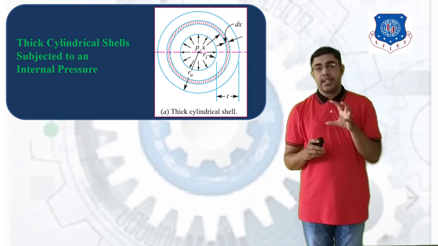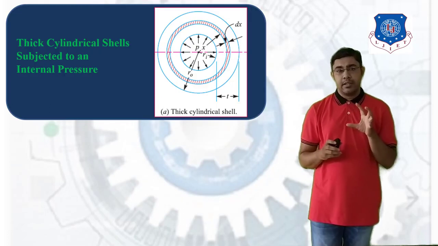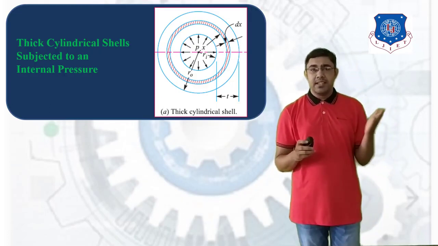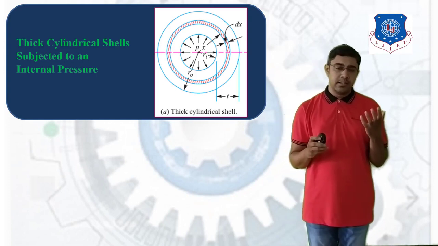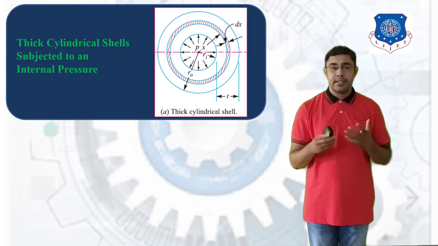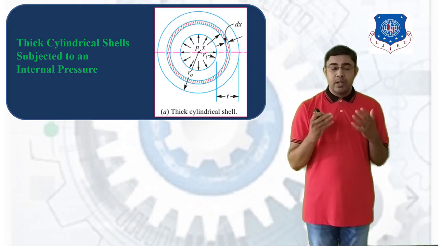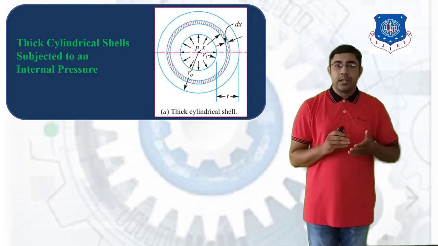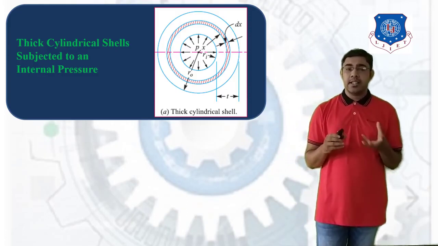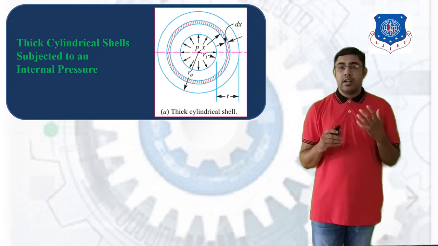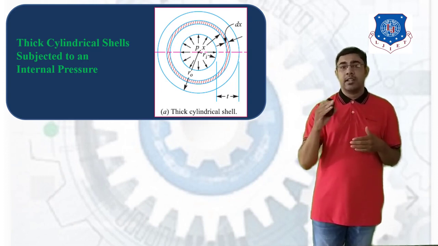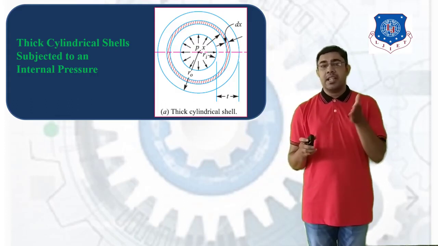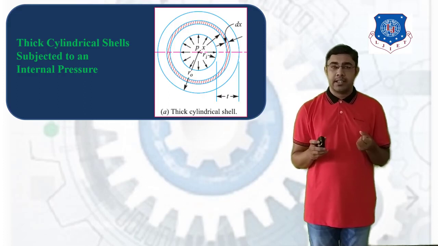So we have to consider this thick cylindrical shell from the stress point of view. In the previous thin cylindrical shells, we assumed that the stress distribution is uniform throughout the cross section. But in thick cylindrical shells we cannot consider that the stress is distributed uniformly throughout the section. Here the stresses vary according to the thickness of the cylindrical shell.